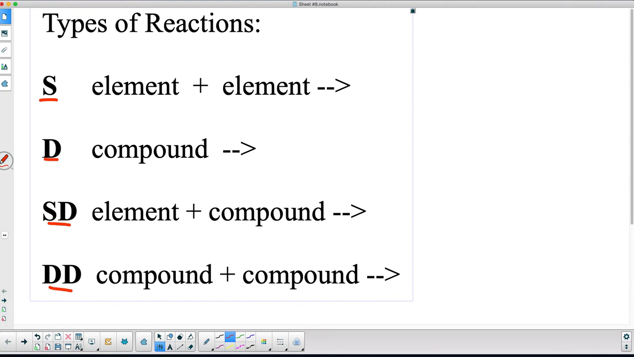Pause the screencast right now and write down synthesis, element plus an element, arrow. Decomposition, compound, arrow, or compound plus heat, arrow. Single displacement, element plus compound, and double displacement, compound plus a compound. Okay, so we have notes for all 4 of these.